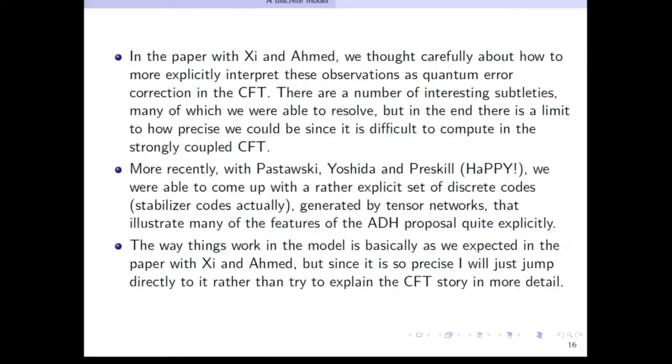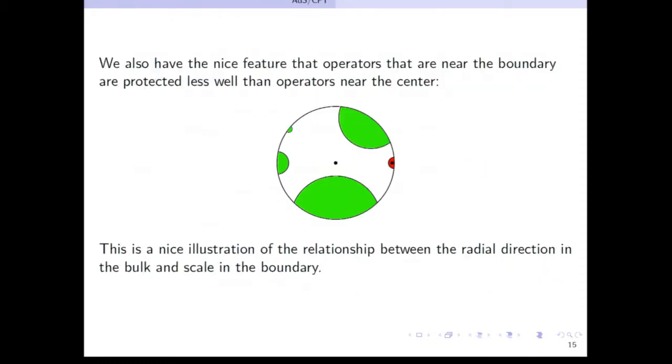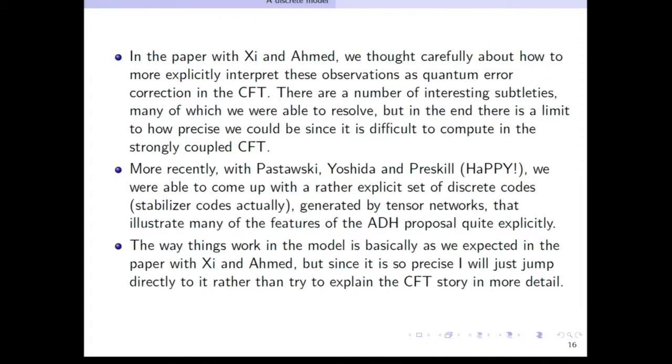Okay, now, oh, oops, I forgot some pauses here. Okay, so in the paper with Shi and Ahmed, we thought a lot about how to say this more explicitly, how to really, in the CFT, tell you what's the code subspace, or what are some interesting set of code subspaces, what are the errors. There are some interesting subtleties, some of which involve generalizing what you mean by quantum error correction. But in the end, there's a limit to how much you can say because it's a strongly coupled CFT, and you just can't compute everything that you'd be interested in knowing.